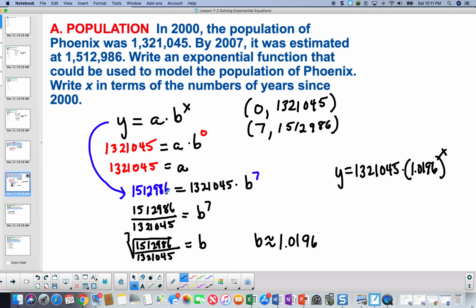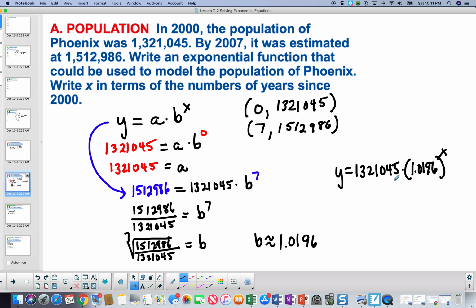So I'm going to substitute the y. I already know what A is, B, and then I have to the 7th power. Now I'm going to divide by this number to isolate B to the 7th power, and then I'm going to take the 7th root, and then B will approximately be 1.0196. Now, since B is a number bigger than 1, then I know this is a growth problem.